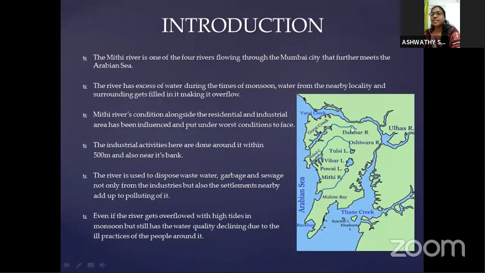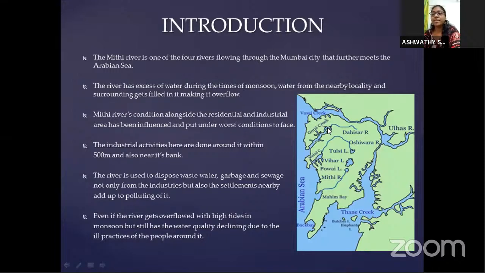So you can see in this map that Vihar Lake and Powai Lake are over here, and the water from there unites and the Mithi River is formed, and the water flows to the Arabian Sea. It is approximately 15 kilometers long, flowing through residential and industrial areas before it meets the Arabian Sea. The river Mithi's condition alongside the residential and industrial areas has been put under the worst conditions.